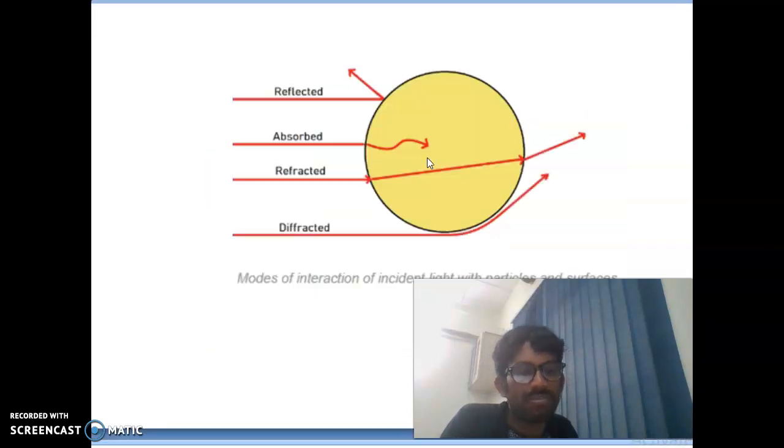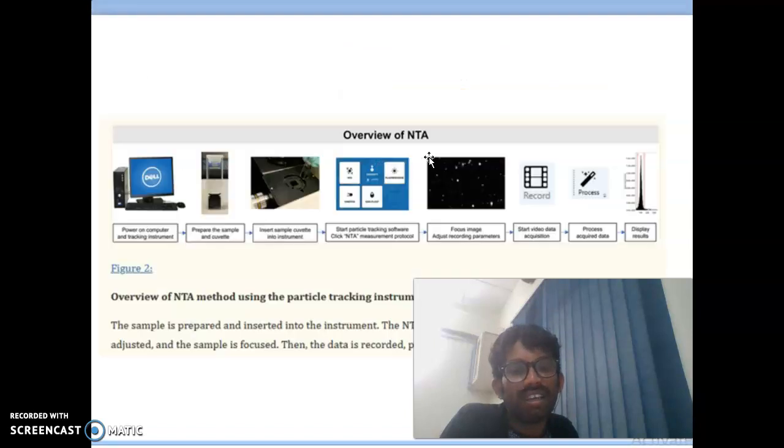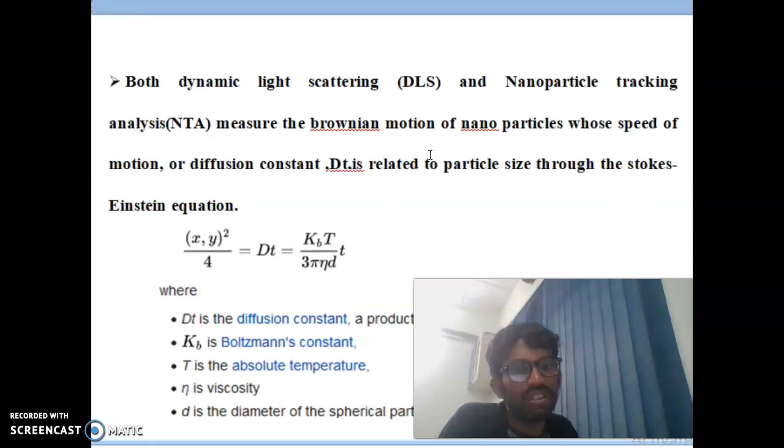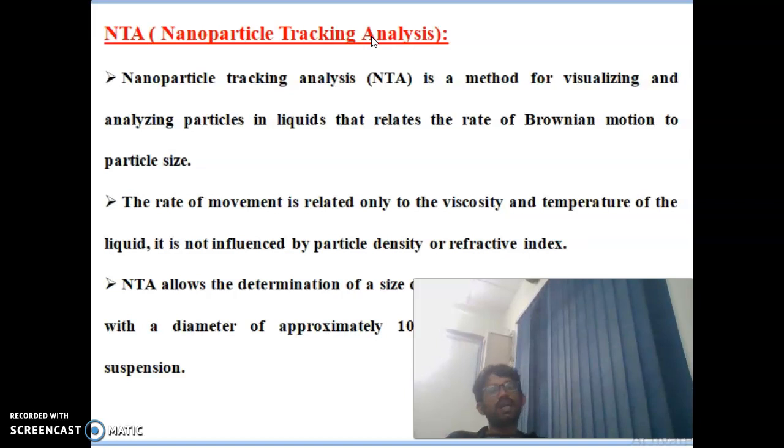Especially this topic of NTA, nanoparticle tracking analysis, is mostly useful for those who are doing research, especially in biophysical chemistry and physical chemistry, and most multidisciplinary subjects. People really need to measure the particle size and related properties. These people use the nanoparticle tracking analysis method.